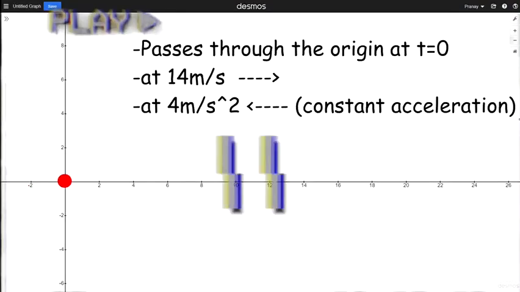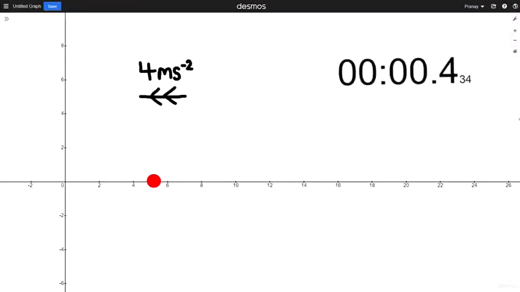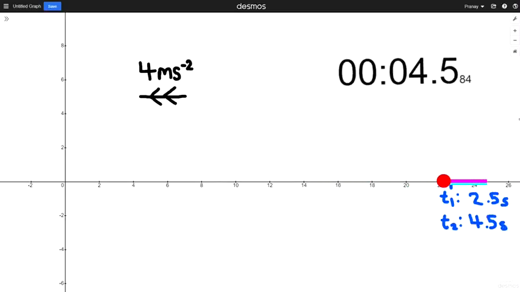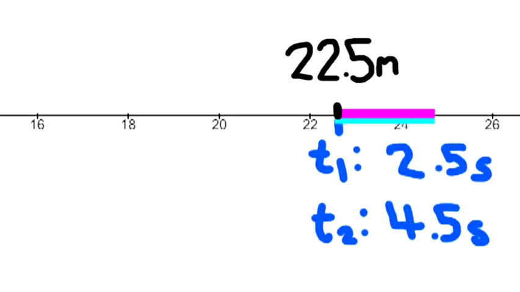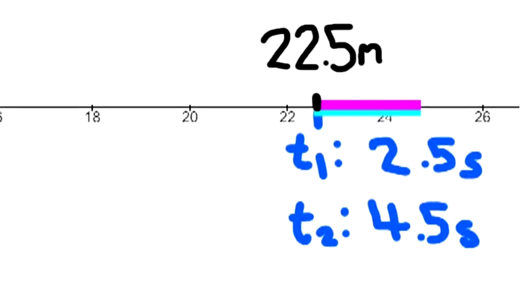The particle moves along the x-axis, and at t equals 0 the velocity is 14. Since it's decelerating at 4 meters per second squared, the particle is going to slow down to a stop and turn back the other way and accelerate towards a negative x direction. So you can see it passes 22.5 two times, giving us our t1 and t2.